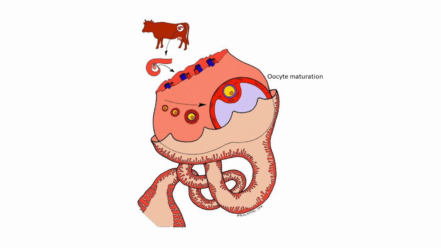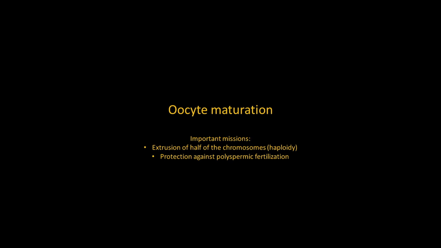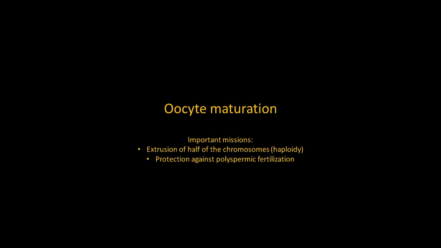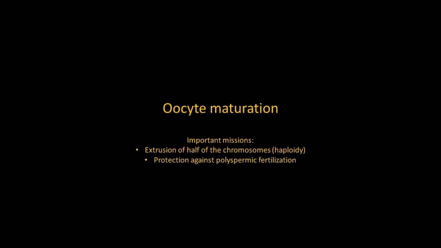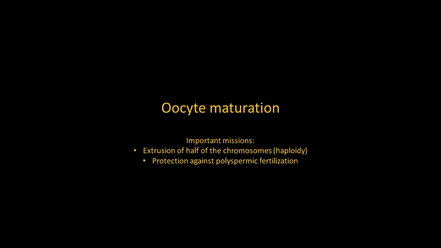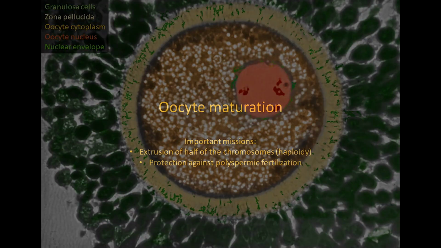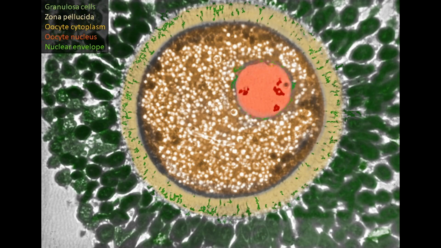Oocyte maturation is essential for achieving two important missions: extrusion of half of the chromosomal content to establish a haploid female gamete, and protection against polyspermic fertilization. These events are initiated by signals triggered by the ovulatory LH surge, leading to an acute upregulation of the epidermal growth factor signaling network in mural granulosa cells.